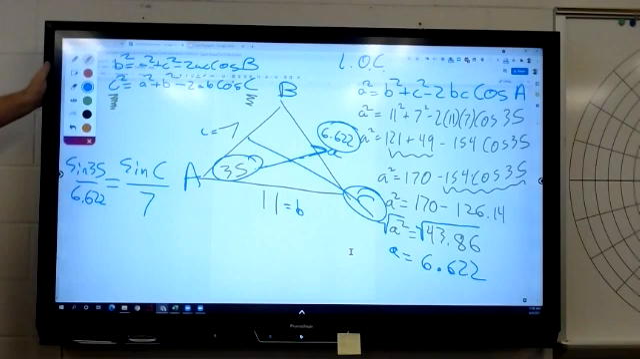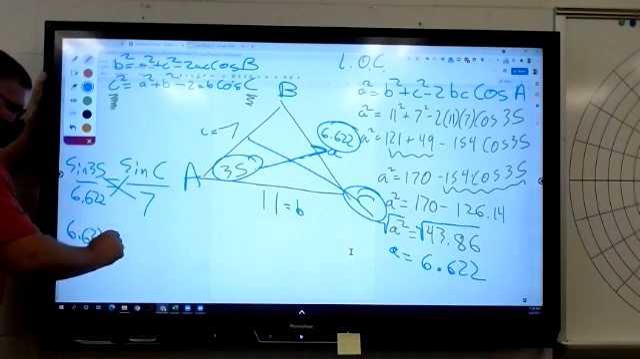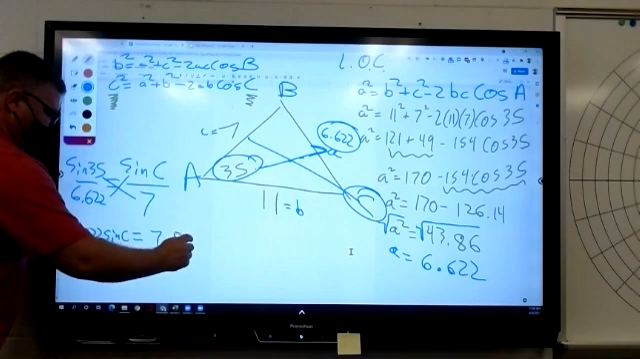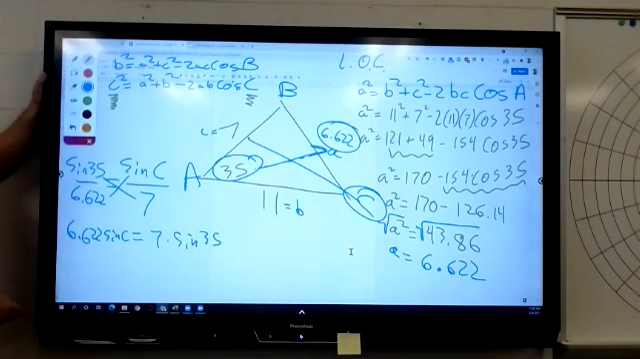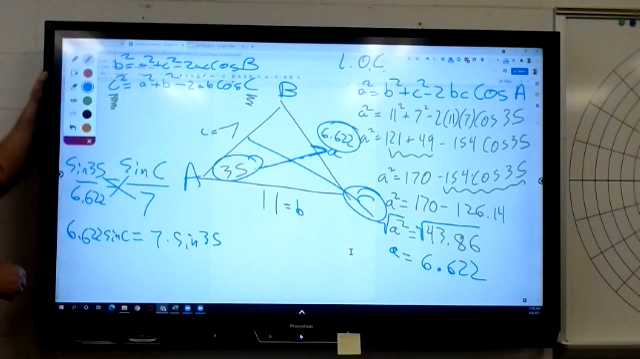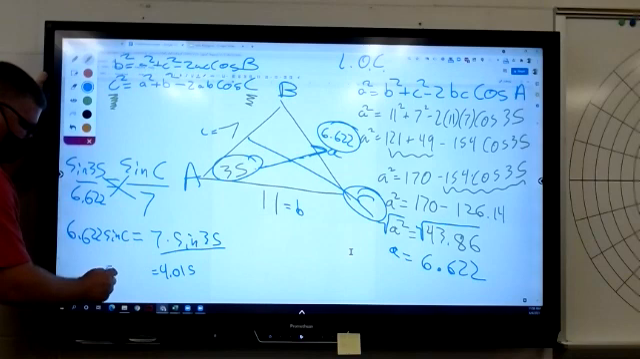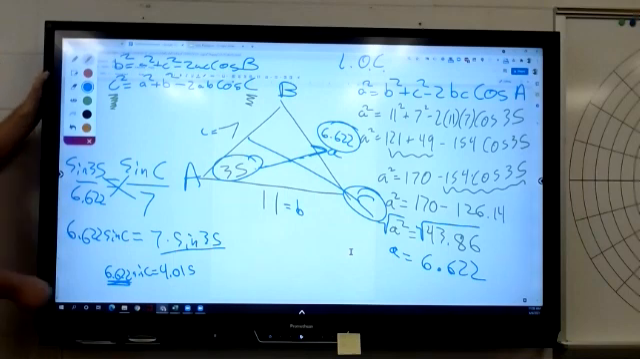Cool, let's do it. So we cross multiply: 6.622 sine of C equals 7 times sine of 35. And I put it all in my calculator. What do we come up with, guys? 4.015. So 4.015 equals 6.622 sine of C. What do I need to do with that 6.622? Divide.